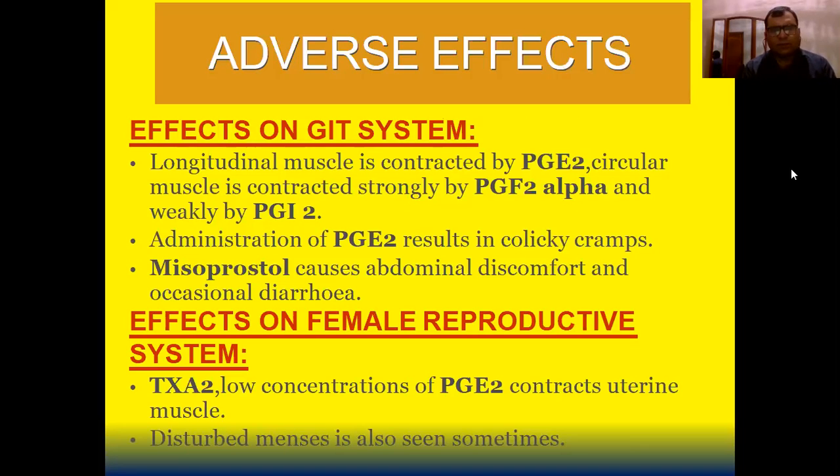Adverse effects. These are adverse effects that we discussed earlier on the GI system and on the female reproductive system. Longitudinal muscle is contracted by prostaglandin A2, circular muscle is contracted strongly by prostaglandin F2 alpha and weakly by prostaglandin I2. On the female reproductive system, thromboxane A2 and lower concentrations of prostaglandin A2 contract the uterine muscle, and disturbed menses are also seen sometimes.